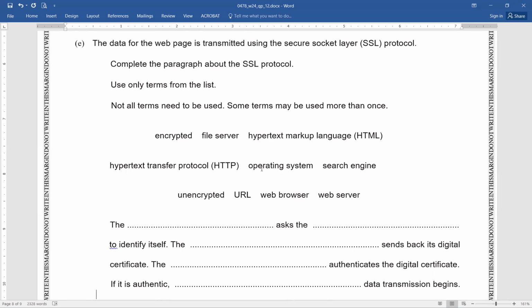The blank asks the blank to identify itself. The blank sends back its digital certificate. The blank authenticates the digital certificate. If it is authentic, blank data transmission begins. Giving you 2 minutes, solve it, and then we will see whether our answer is accurate or not. 2 minutes, and your time starts now.